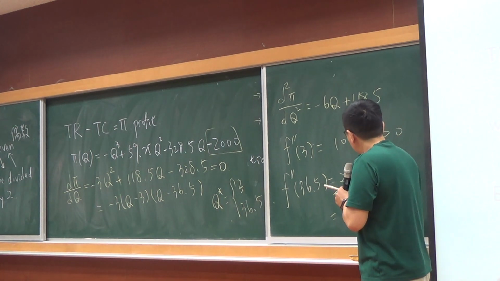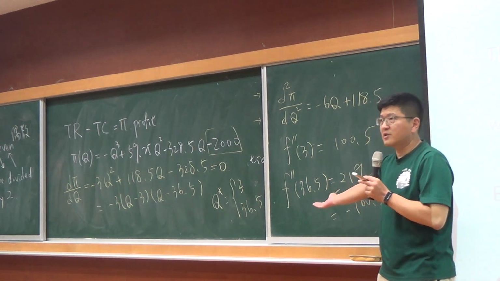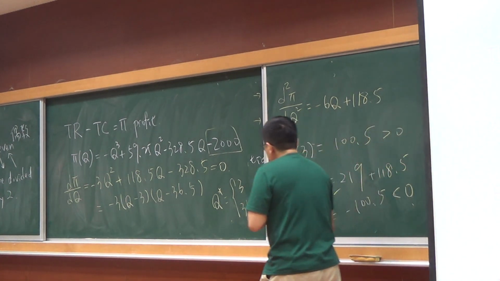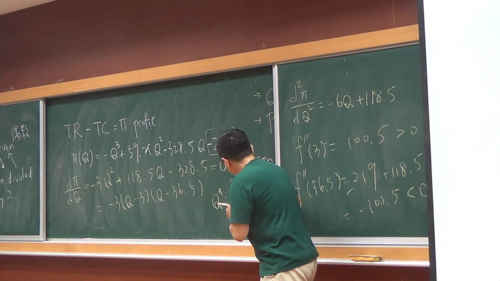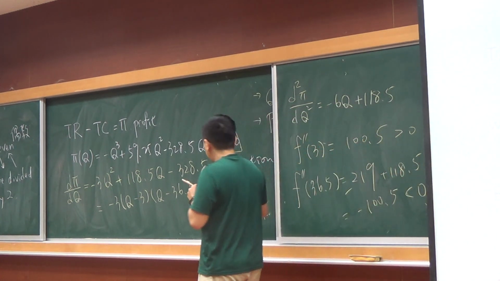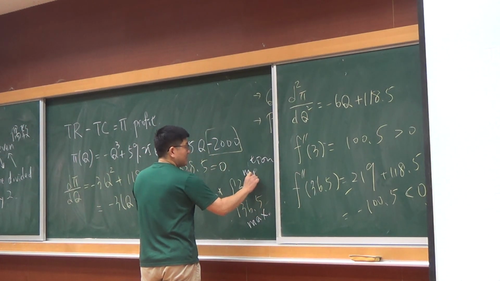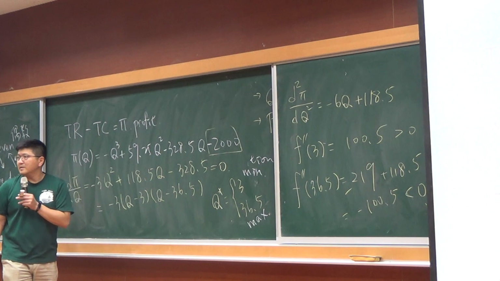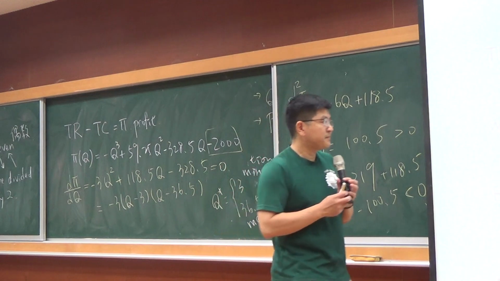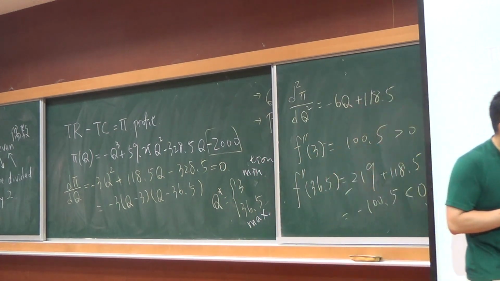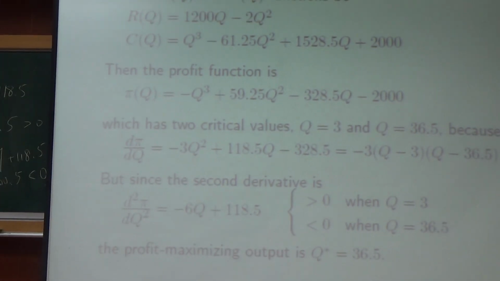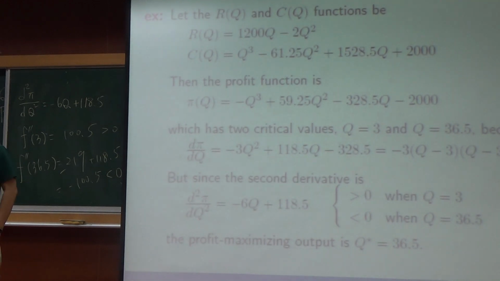So now we know with the negative second order condition, it must be a maximum. So we have the answer, the maximum. And what about 3? A positive second order condition makes it a minimum. Okay? So we know if you are a firm, then the optimal solution to produce would be when the quantity is 36.5. Is that clear?